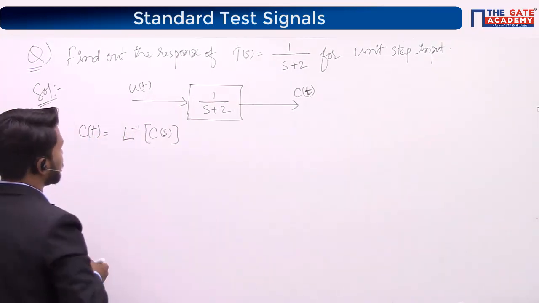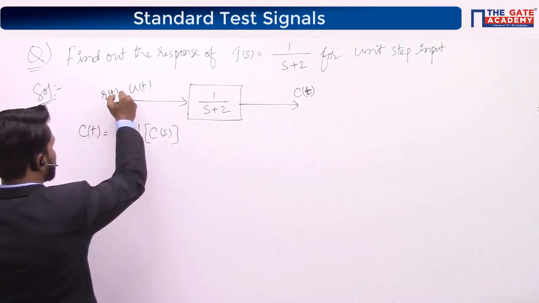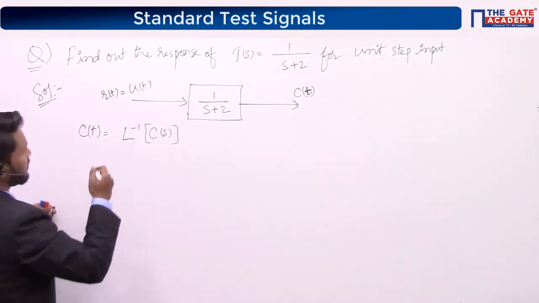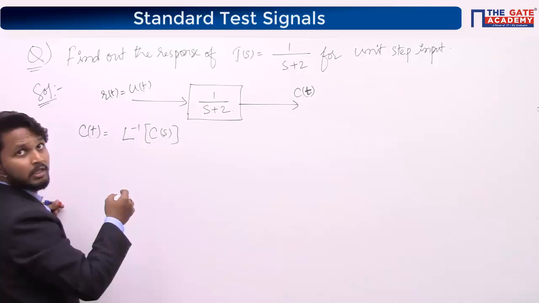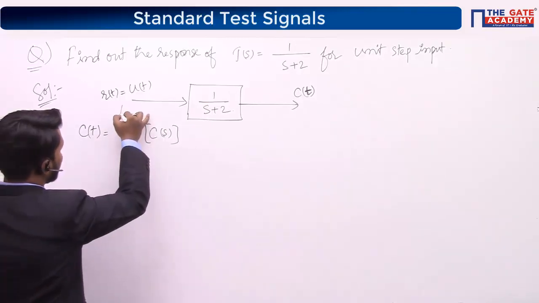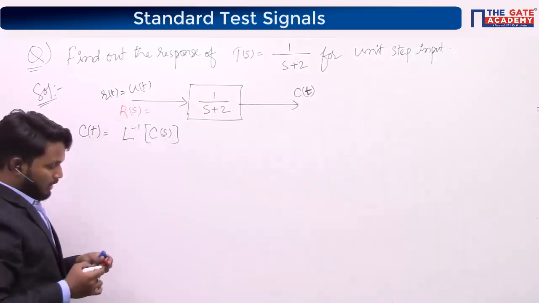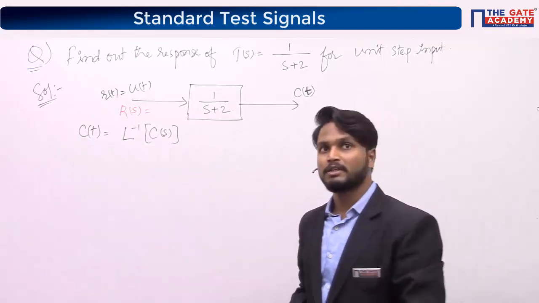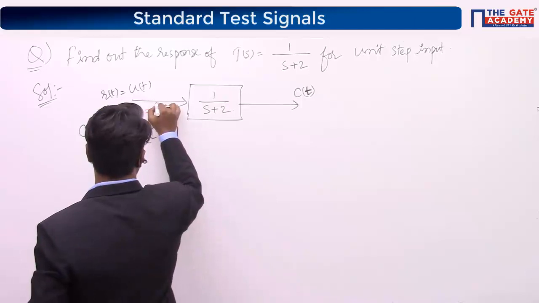How will you find out C of s? R of t is equal to U of t. Then R of s is equal to what? R of s is nothing but the Laplace transformation of R of t. R of s is 1 by s, very good.